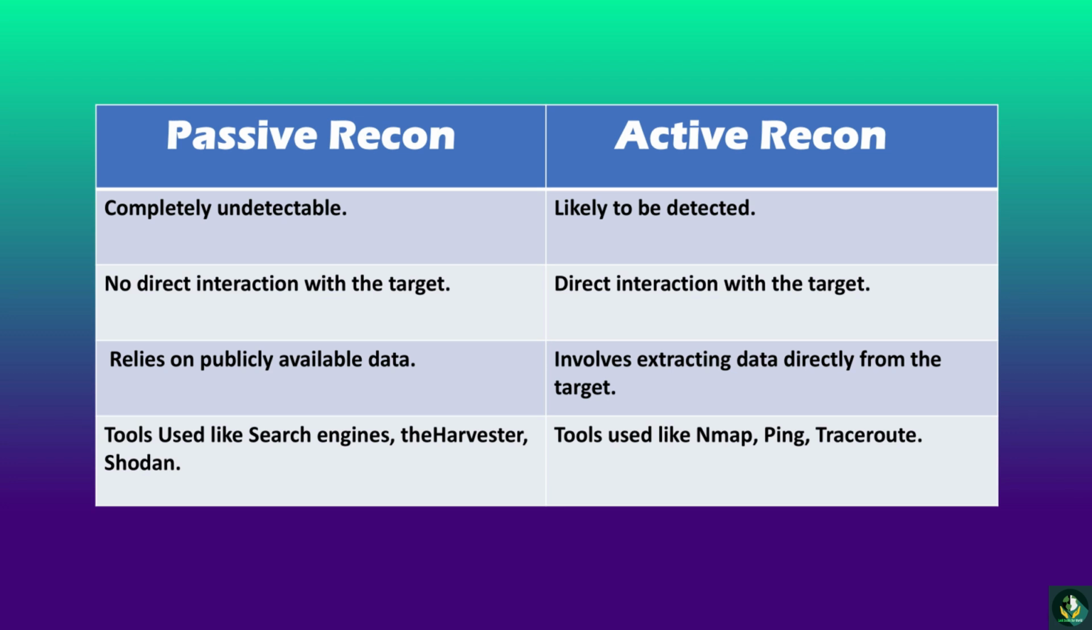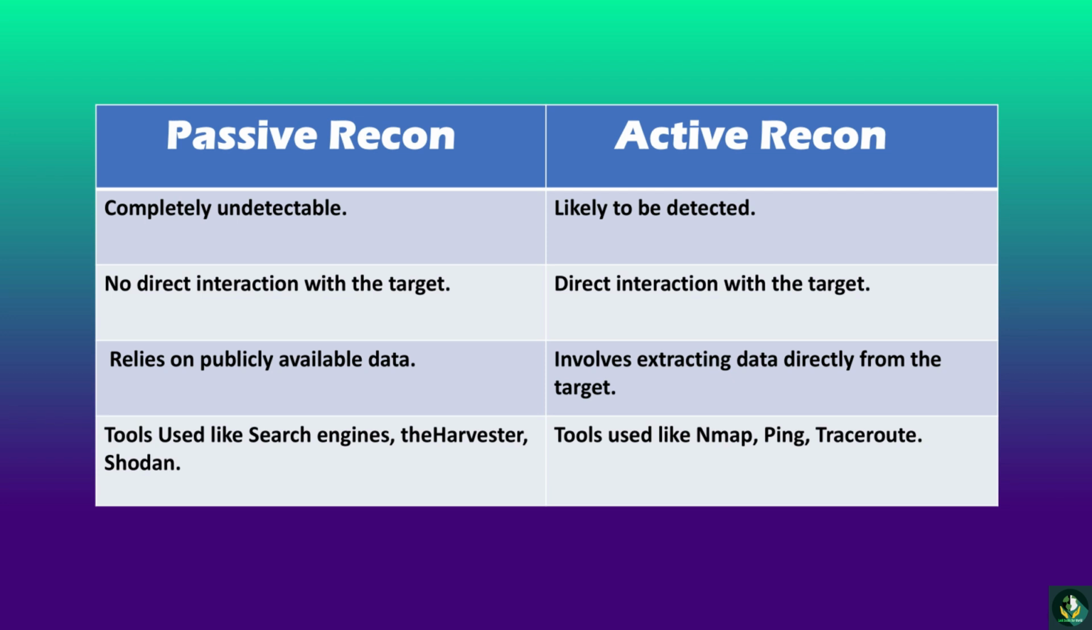Next, in passive recon, there is no direct interaction with the target systems. You are simply observing from a distance, relying on publicly available resources like search engines or social media profiles. And with active recon, you are directly engaging with the target systems. For example, you might ping a server to see if it is online or run a scan to find open ports. This hands-on approach involves touching the target's network.